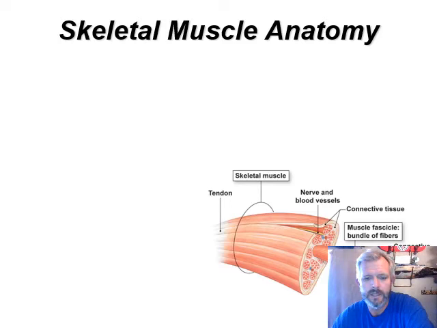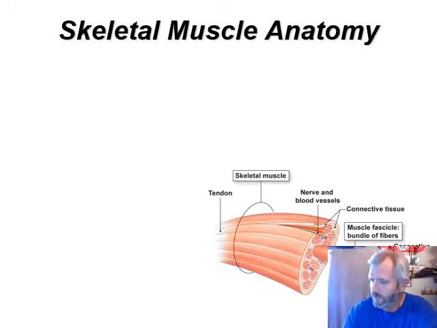Now let's look at the structure of a whole muscle. So the muscles that we think of are basically consisting of many different muscle fibers. It's not one individual big fiber. There are multiple muscle cells that make up the whole muscle.